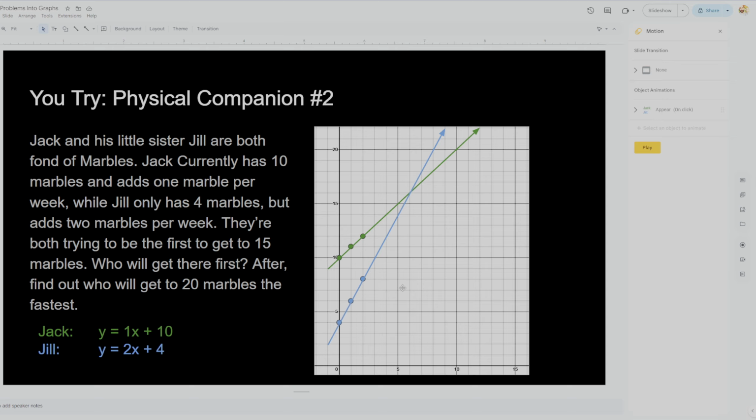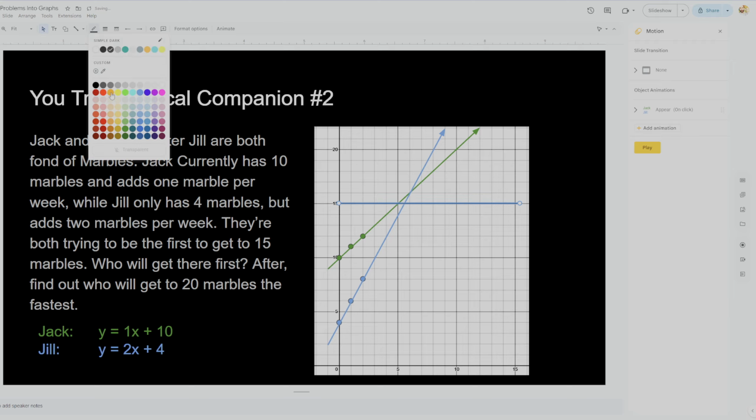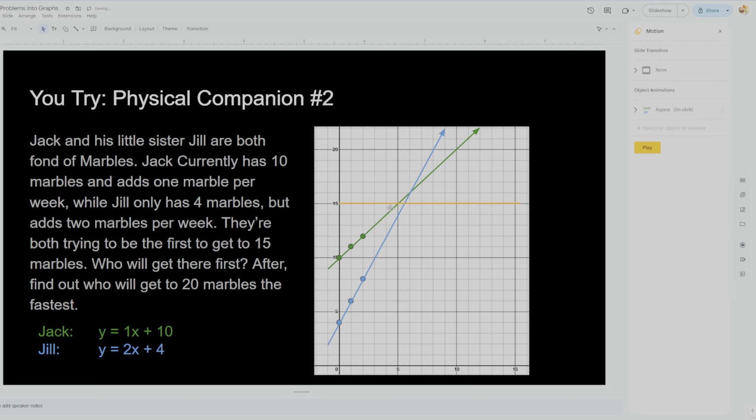The first question asked, however, who will be the first to get to 15? Well, we can see 15 is our output right here. So all we got to do is look at this line right here, and I'll even draw a line through it just to make it even easier for us to see who's going to win. There we go. And let's make it orange. Orange is pretty neutral. Okay, so we can see right here that clearly green is going to be the first to hit the 15. Blue's not very far behind it though. And as we know, green represents Jack, so Jack will be the first to 15.